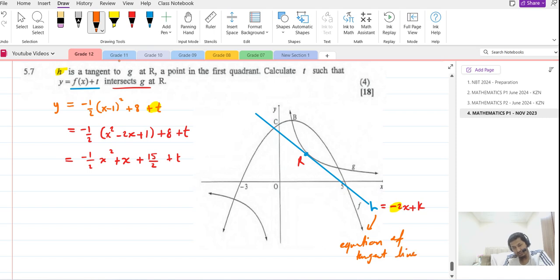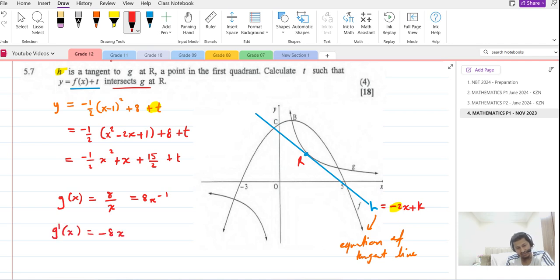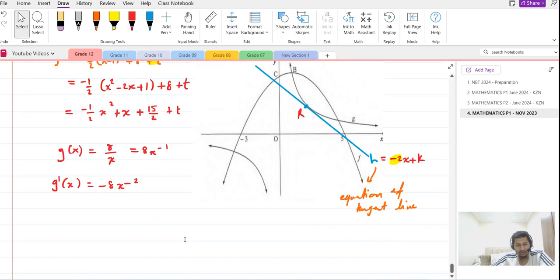Since the equation of the tangent line is already given, how did you get that minus 2? You need to say f prime x, so that's what you need to use. So what is g prime? What was g of x? That's 8 over x. So we're going to rewrite this as 8x to the power minus 1. So g prime x will be minus 8x to the power negative 2. Alright? So we have minus 8 over x squared.